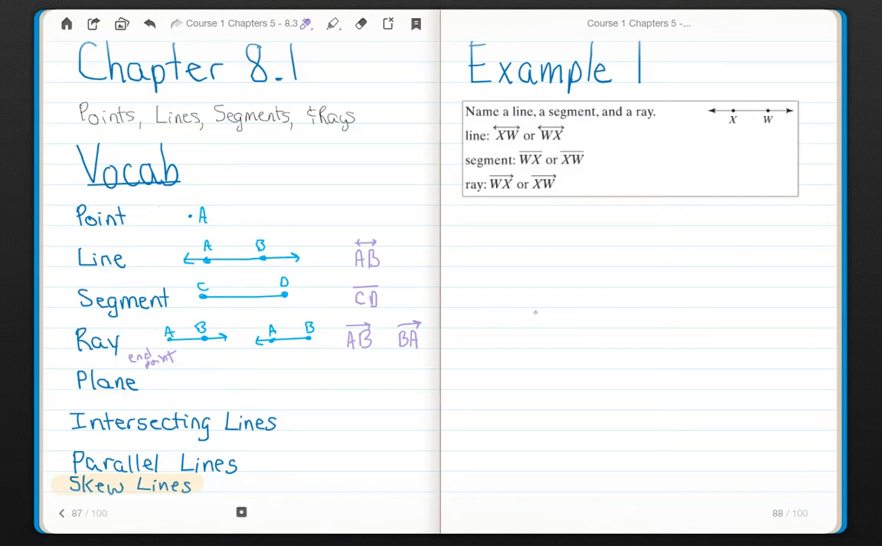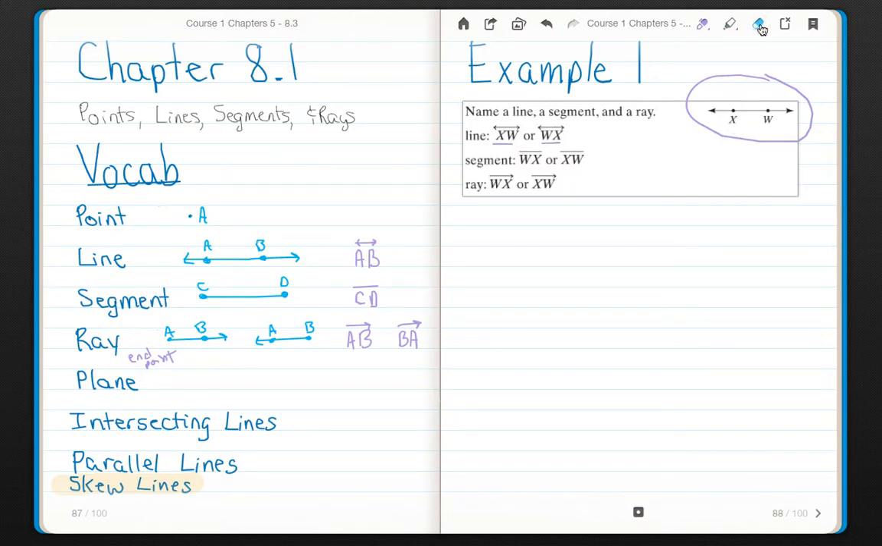So let's get into example 1. Name a line, a segment, and a ray. So here we are given a line. So here's my line I'm working with. So this is line XW or line WX. They can be written in either direction, doesn't matter, because it's a line. It continues in both directions. So you can call it a line XW or line WX, either one.